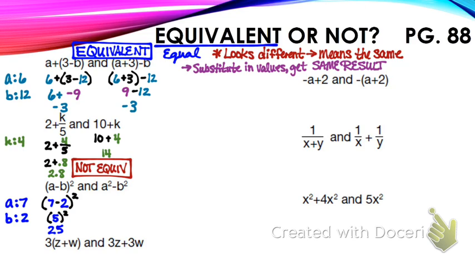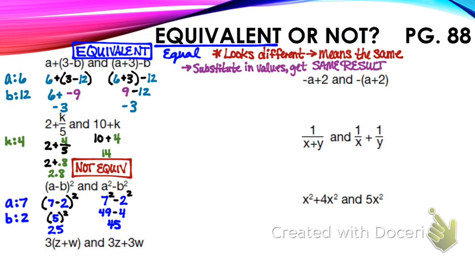Okay, let's go check the other expression. Over here I have 7 squared minus 2 squared. Niles, what's 7 squared? 49. Brittany, what's 2 squared? 4. 49 minus 4? 45. Are these equivalent? No.